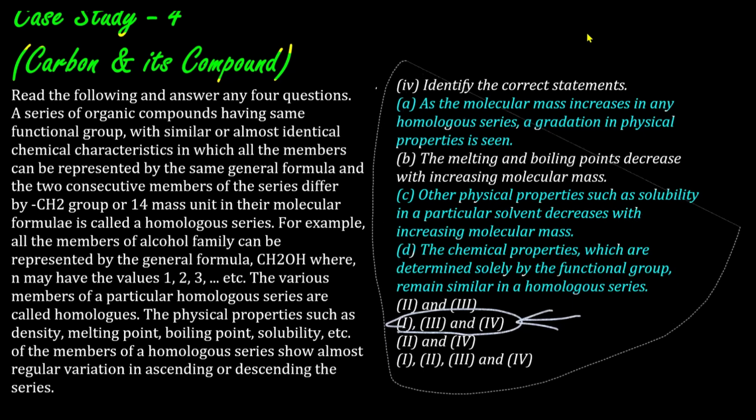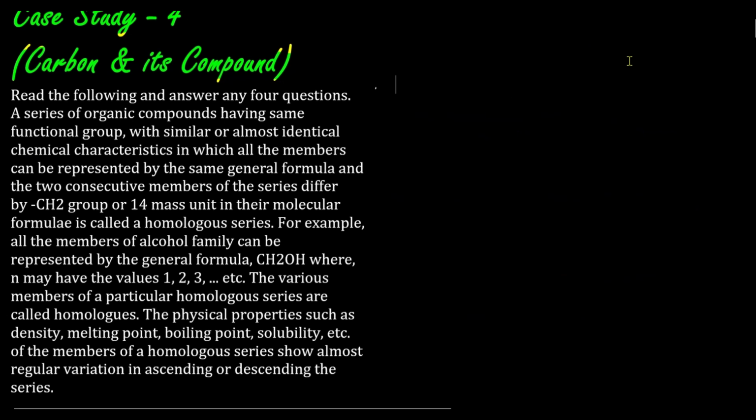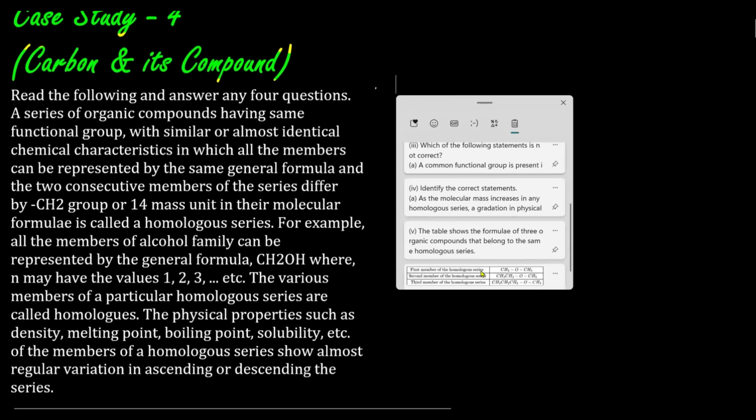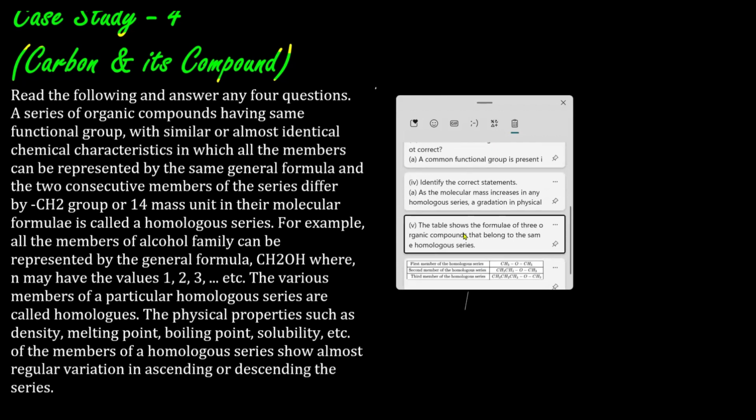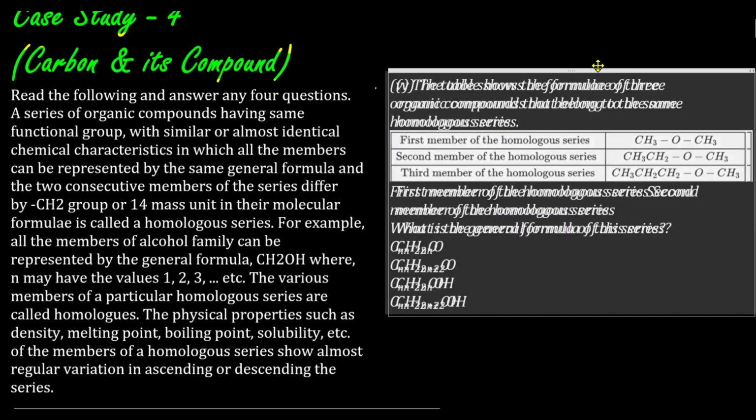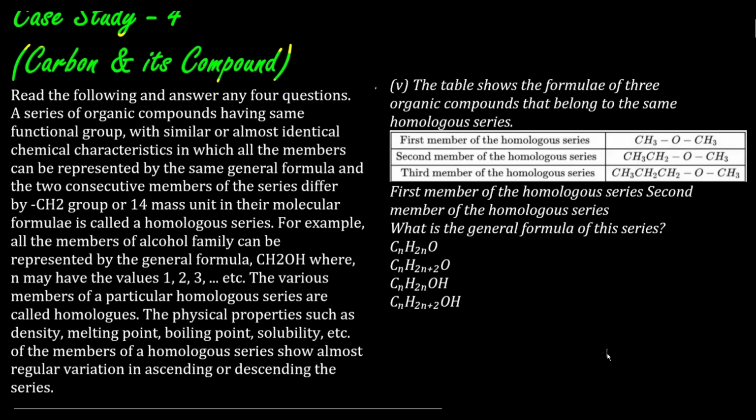Now I think I'm left with one more part for this. There are 5 parts. The fifth part is, okay, so we have this as the fifth part. The question says the table is shown over here. Three organic compounds belong to the same homologous series. The first member of the homologous series, second member of the homologous series. Now the question is, what is the general formula of this series? For that, what you can check here are the options given over here.